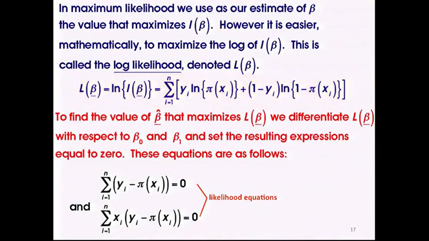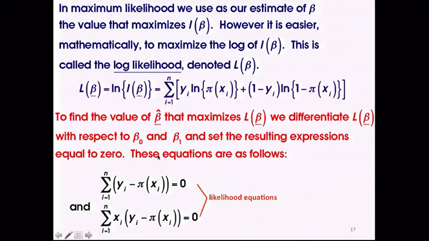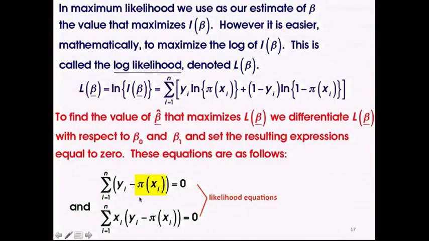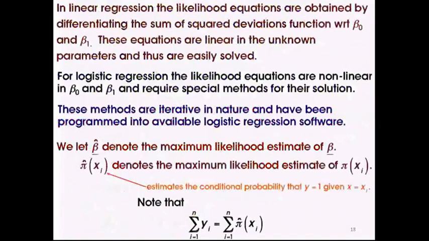And so to find the maximum likelihood estimate of the betas, we would differentiate the log likelihood first with respect to beta naught, set it equal to 0, then with respect to beta 1, set it equal to 0, and now you have these likelihood equations with unknowns. The problem is that this pi of x looks innocent enough, but it has e to the beta naught plus beta 1 x over 1 plus e to the beta naught plus beta 1 x. So it's not going to be possible to solve these equations simultaneously for beta naught and beta 1.